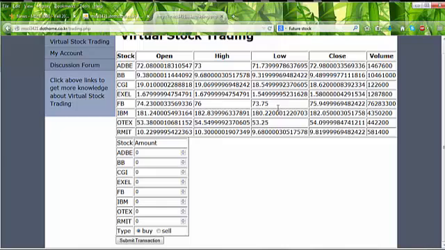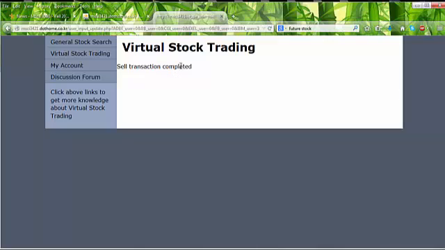Another example would be if the user would like to sell 3 shares of IBM, 2 shares of OpenText, and 1 share of RMIT, and she already has those stocks in her portfolio. She submits the transaction, and you can see the sell transaction is completed here.